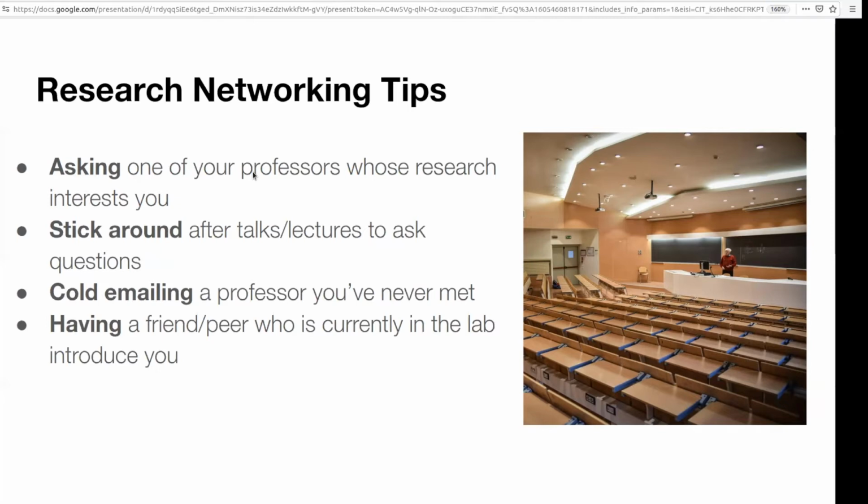And the fourth point is having a friend or a peer who is currently in the lab introduce you. That's one of the tactics I've actually been trying in my lab. I'm currently in a robotics lab. If I have a friend that seems interested in the lab and they've demonstrated that they'll put in the work to really get results, I find that it's quite easy to just talk to the professor and say, yo, I can vouch for LeBron James. This guy is legit. He is going to be a great researcher in robotics, and let's get him in ASAP.